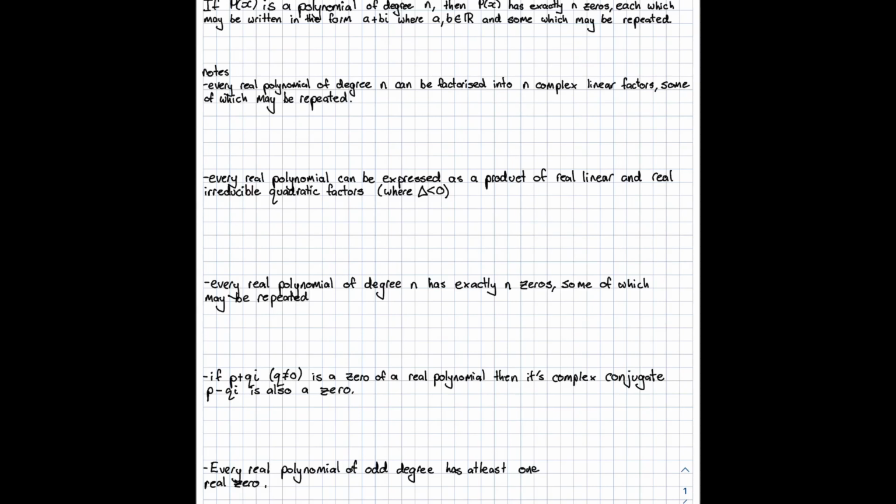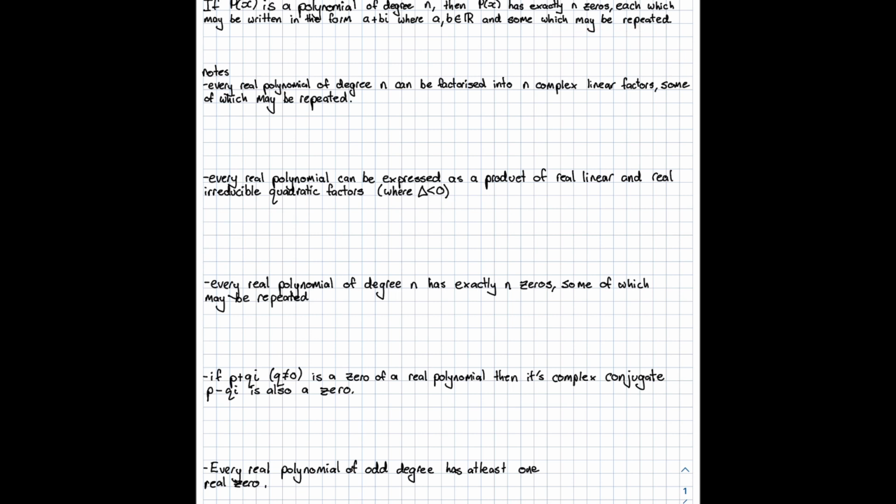So we're going to start the fundamental theorem of algebra. The generalized form of this can be said as: if P(x) is a polynomial of degree n, then P(x) has exactly n zeros, each of which may be written in the form a plus bi, where a and b are real, and some of which may be repeated.